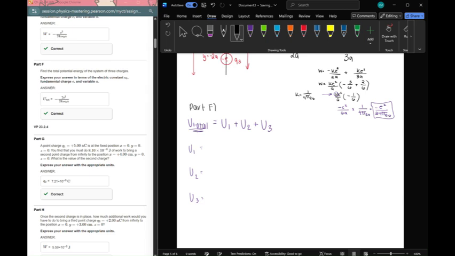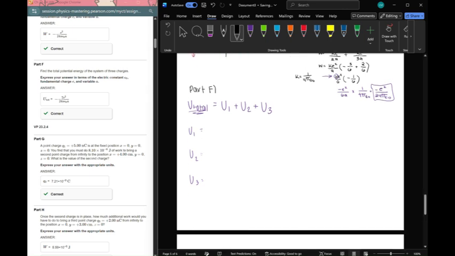We are in part F. We are trying to find the total potential energy of the system of the three charges. I wrote this equation before my laptop had issues. To find the total potential energy of the system, I add the potential energy of each pair of the charges. So U total is the total potential, and U1, U2, and U3 are the separate potential energies of the system of the three charges.